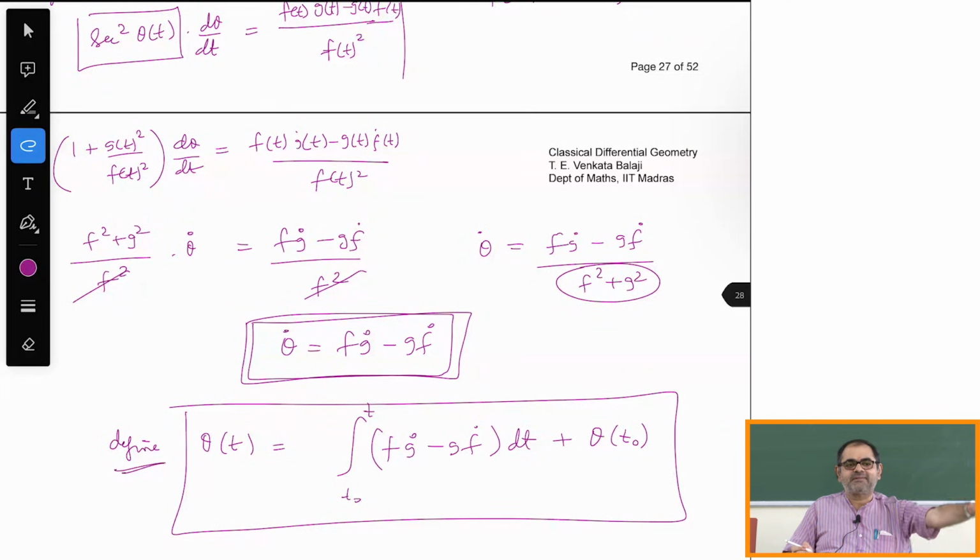Now I have forgotten my picture. I started with the geometric picture of theta, I got this definition, but once I have this definition I can forget my picture, because this definition is always valid. I have told you f and g are C1, so f g dot minus g f dot is continuous, and the integral of a continuous function exists. So I am just integrating it, and I am calling that theta of t. So analytically it's perfectly valid, and if everything is correct, this must be the turning angle.